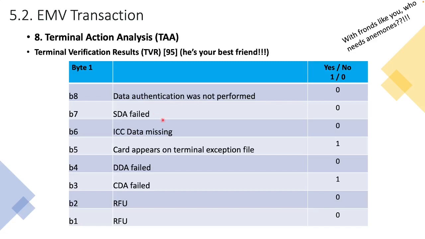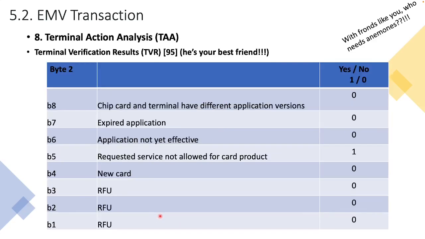Did SDA fail? Is the ICC data missing? Does the card appear on the hot card list? The DDA failed, the CDA failed. So basically, bits 3, 4, and 7 all relate to bit 8. Okay, bits 2 and 1 are reserved for future use.